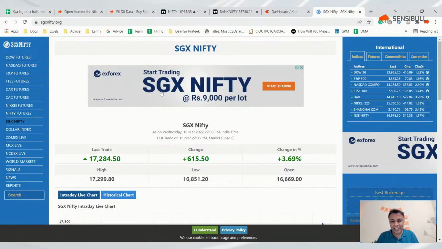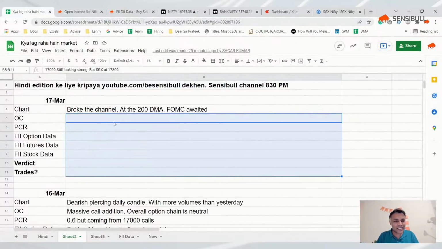Now it is saying start trading SGX Nifty at 9,000 per lot. I don't know what this is. I don't think this is legit. Every time we have a conversation like this, NSE objects.